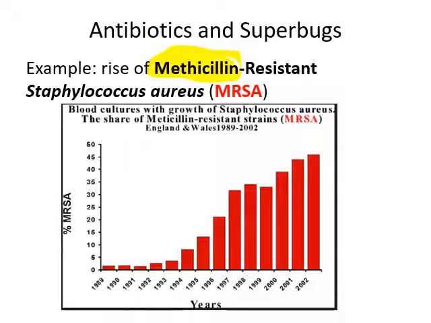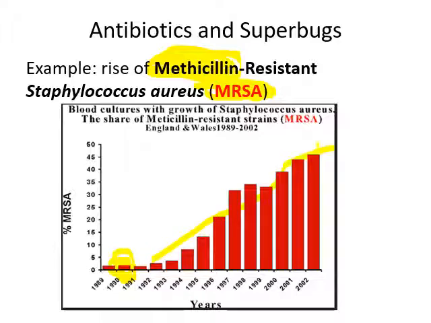So this graph shows you the rise over the years of methicillin-resistant Staphylococcus aureus, which is better known to us as MRSA. So whenever you hear somebody talking about MRSA on the news, this is what they're referring to. What's happened here is that if people went to the hospital with a staph infection, they would check to see if the staph infection was resistant to methicillin. And in 1990, you can see that probably about 2% of the staph infections in the hospital were resistant to methicillin. And look at it now.